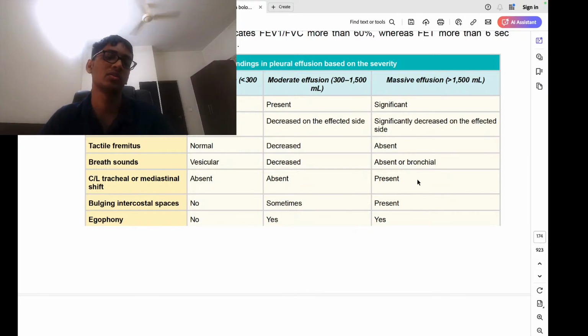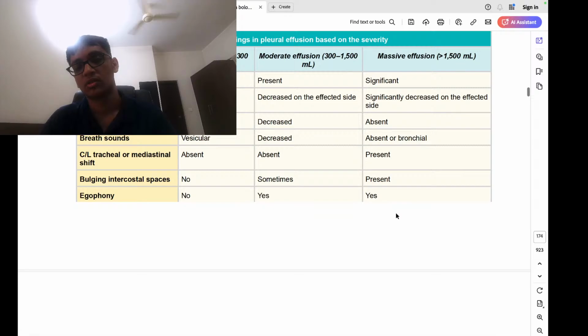Tracheal or mediastinal shift will be seen only in massive effusion. Bulging intercostal spaces will be seen sometimes, and will be present in massive effusion. Egophony is heard from mild effusion onwards.